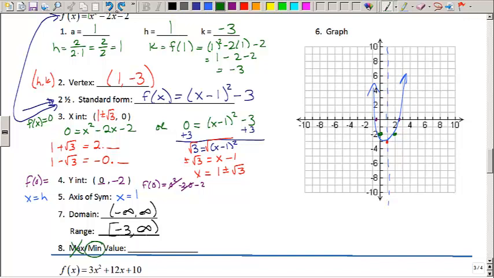Where is my min value? Well, my min value is negative 3. Where does that occur? At x equals 1. Again, that's always k value at x equals h.